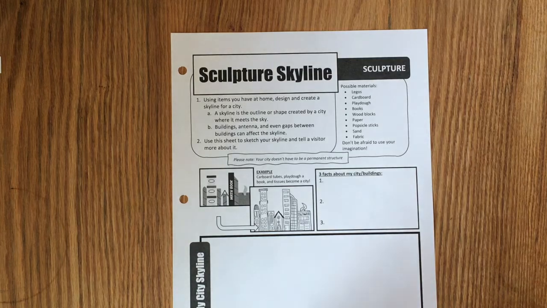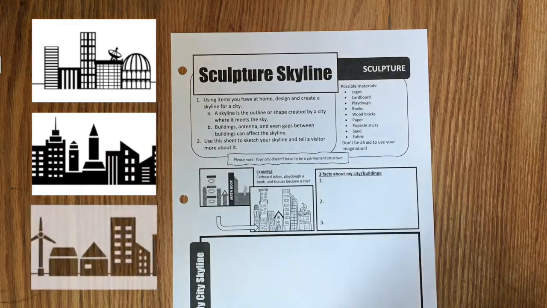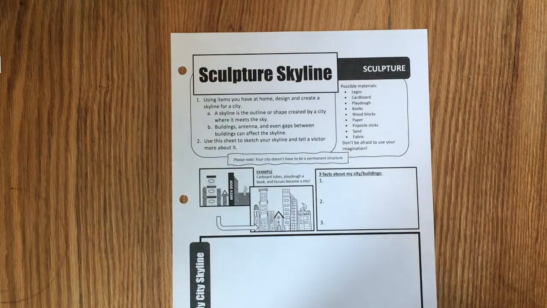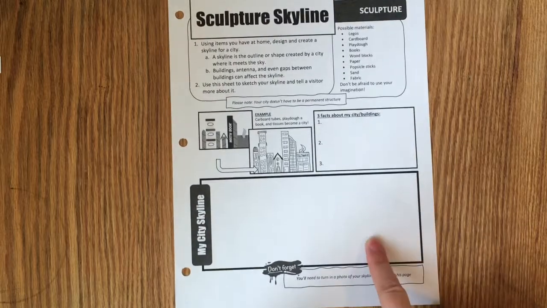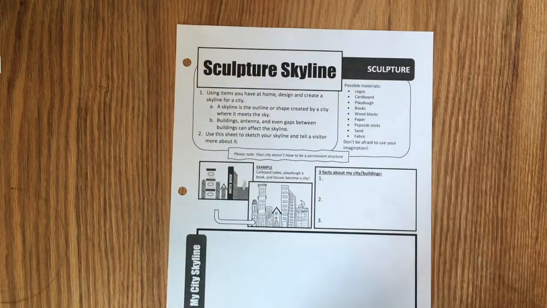Now remember, a skyline is the outline or shape created by a city where it meets the sky. So it could be like the skyline of a lot of skyscrapers, or maybe it's more like the suburbs of the city. But basically, these parts that you're going to build are going to turn into buildings when we move on lower. So I'm going to show you what I mean by that, making my own skyline.